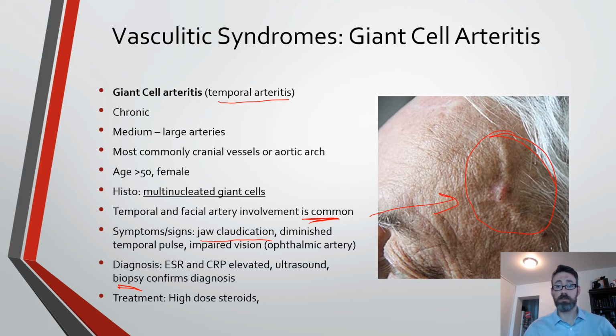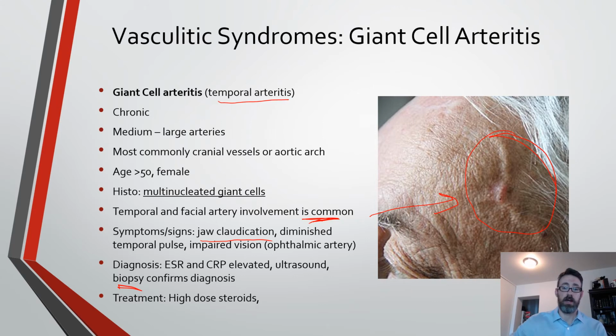Another of the vasculitic syndromes is called giant cell arteritis, also known as temporal arteritis. This is also chronic, but it affects more the medium to large arteries, which can include things like the aortic arch and its branches, as well as oftentimes these cranial vessels. This would occur typically in females over the age of 50. Histology would show multinucleated giant cells if we were to take a biopsy. Temporal and facial artery involvement is common.